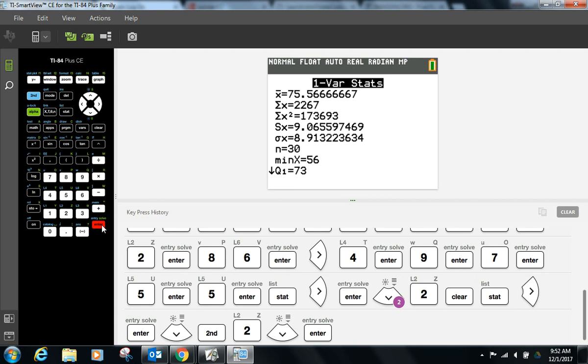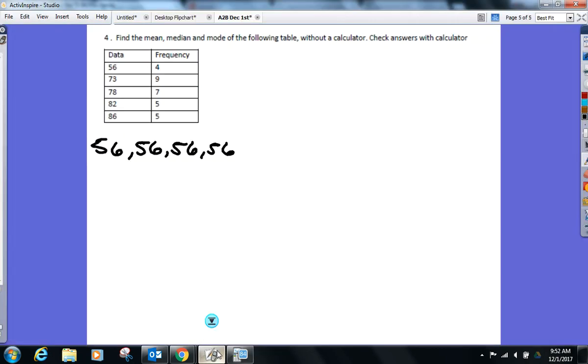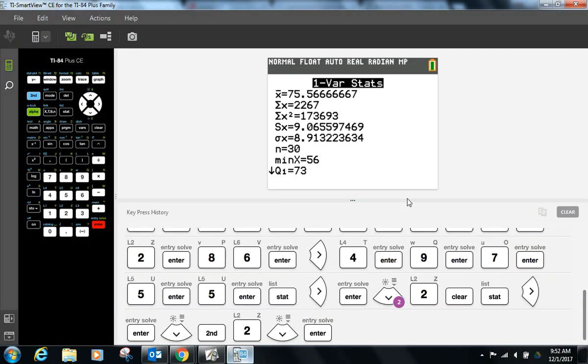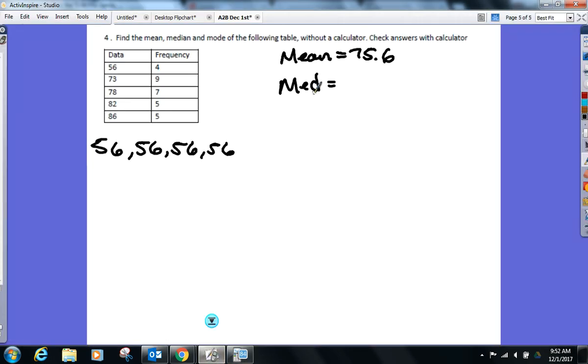So what's my mean? What's the mean? About 75.6. I'll take 75.6, yep. So the mean, 75.6. How about the median if you scroll down? Median, 78. There it is. And again, it won't give you the mode because hopefully you can handle that on your own. What's the most frequent number? 73. Why? Because it occurs 9 times. All right.